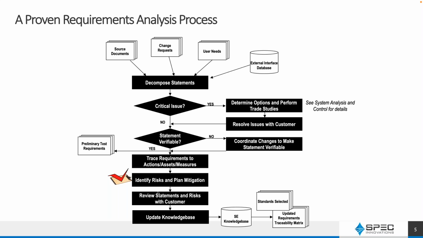And again, what we're doing is decomposition. We're trying to break them down so they're really understandable. So at the leaf level, we have a clear statement of what the requirement is. And oftentimes, as you're going through that process, you're going to identify critical issues.